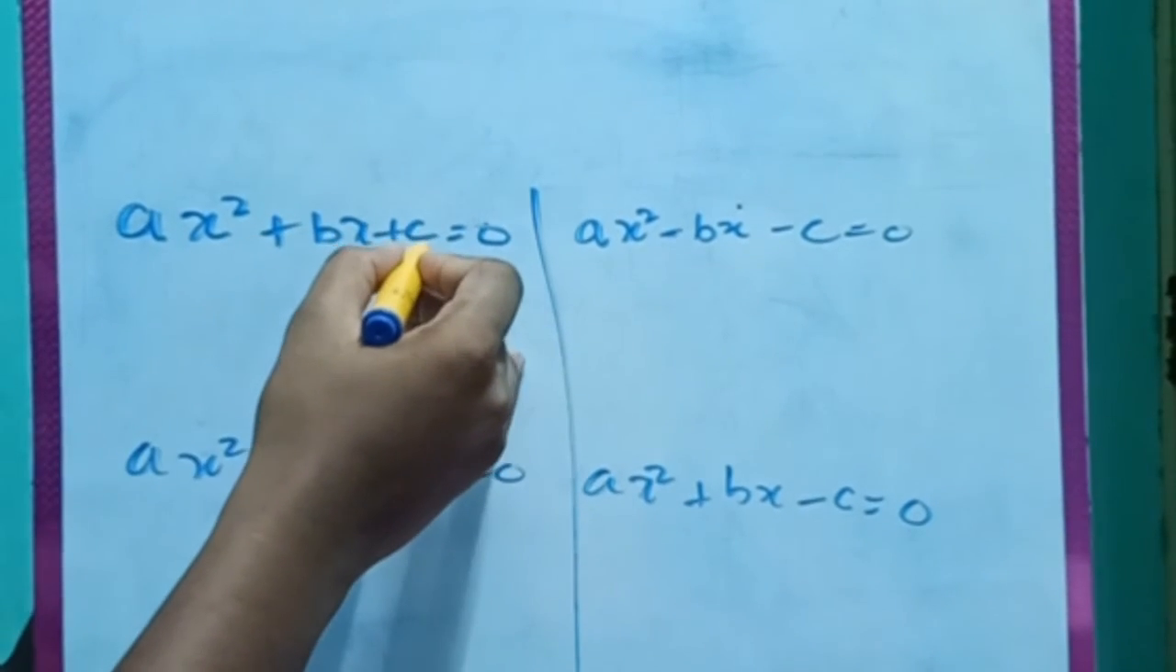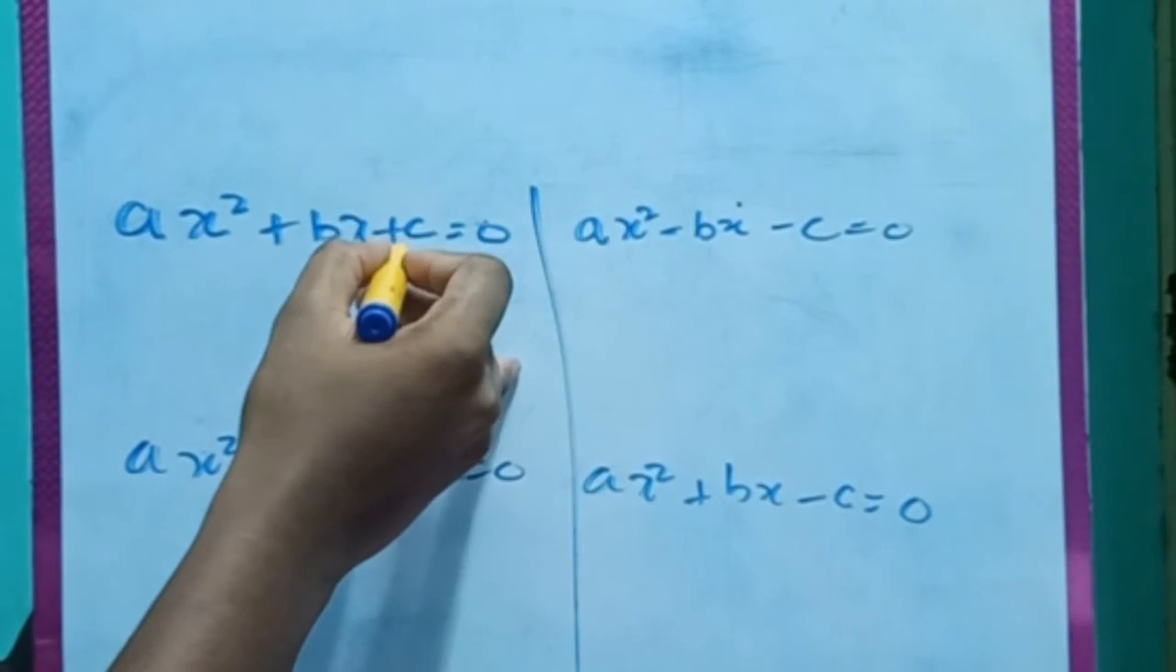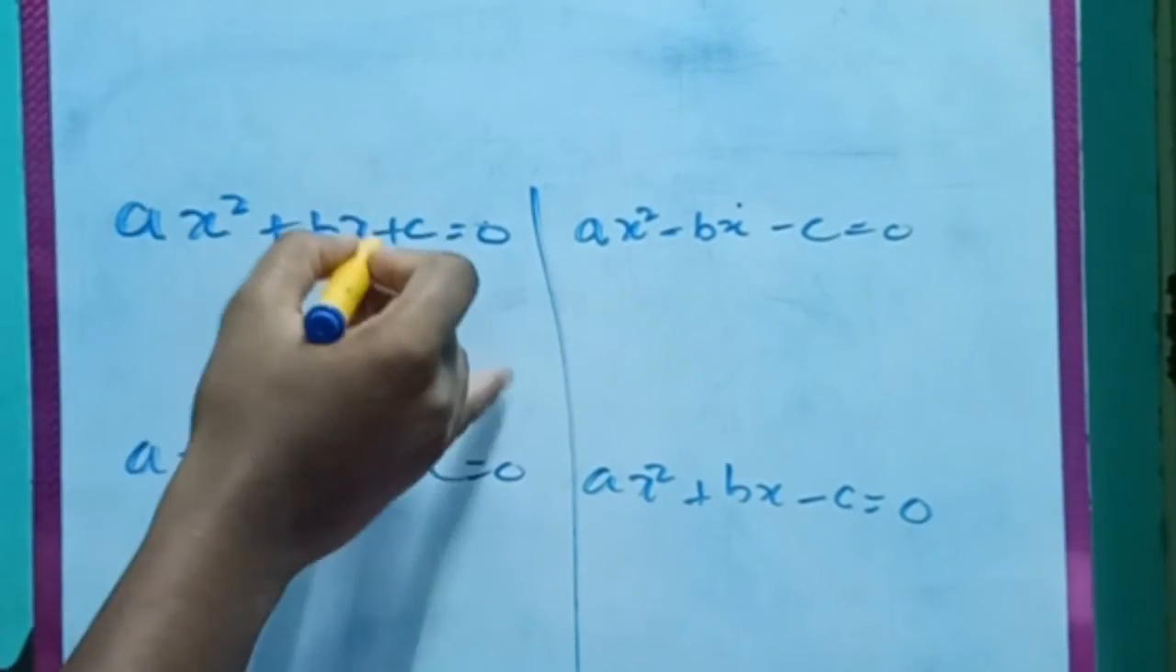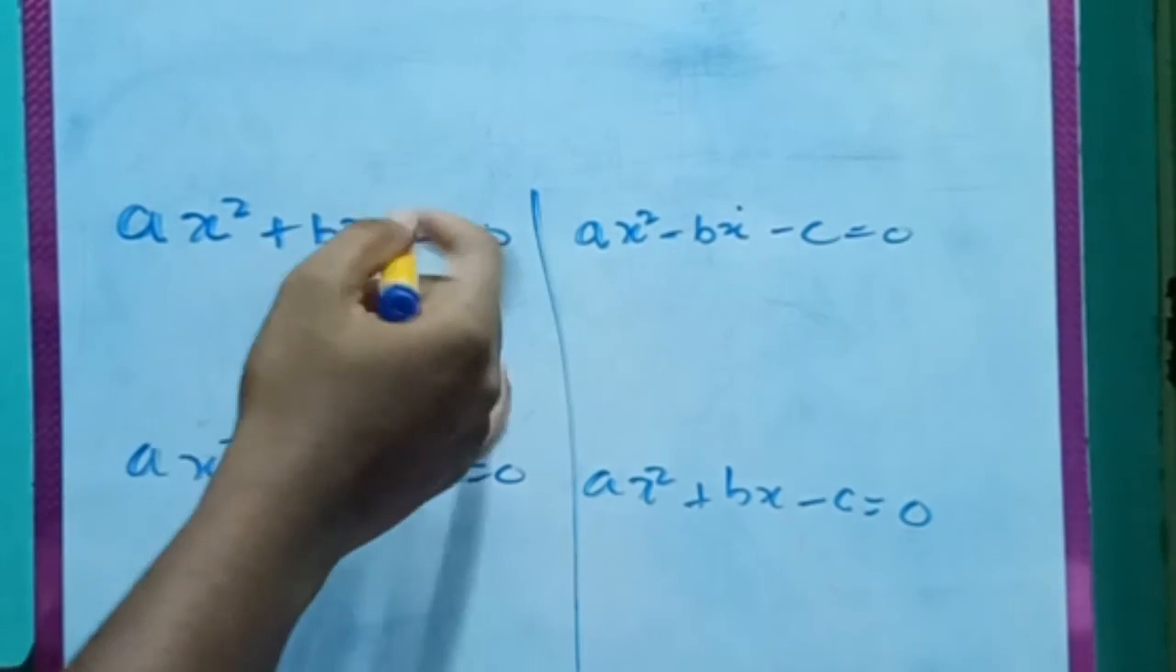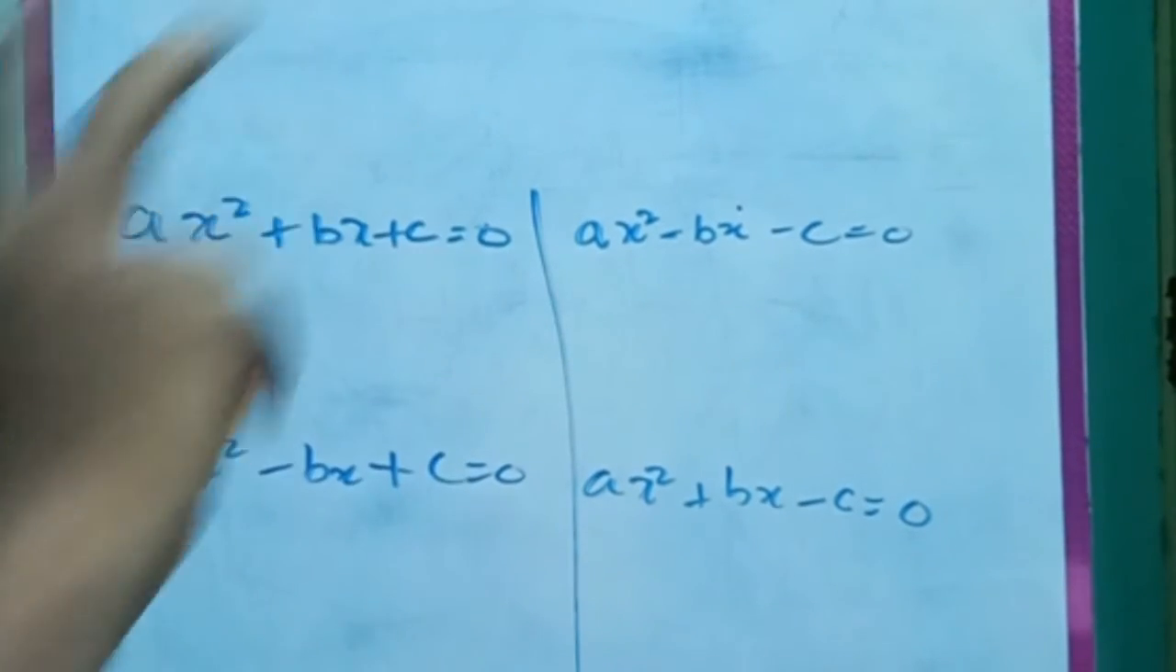You can see the coefficient c over here. What is the sign in front of c? Plus. If there is a plus in front of c, always make sure the signs of those two values will be the same. There will be no plus and minus mix. Either it will be minus and minus, or plus and plus. So here it is plus, which means the signs will be the same.